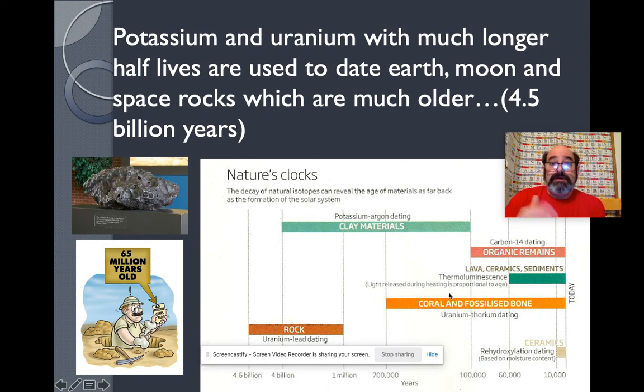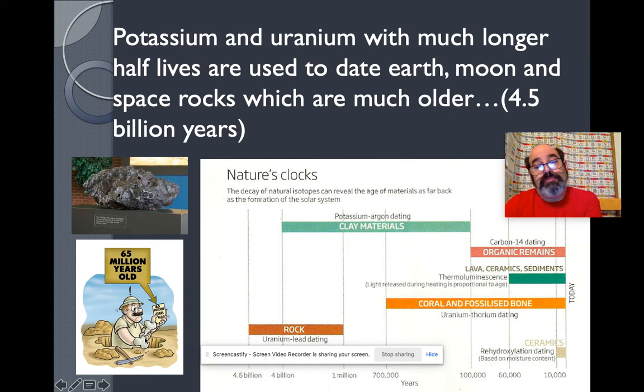For some things that don't have carbon in them, you could use things like coral or fossils or clay or even rocks. You can use uranium-lead dating, which goes back, wow, look at that, 4.6 billion years. And for coral and clay, potassium-argon dating. So there are a lot of isotopes you could use for dating.